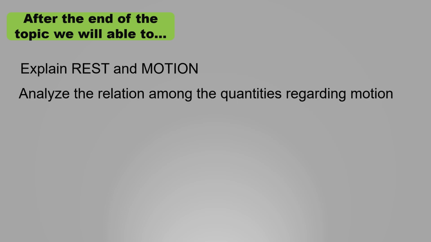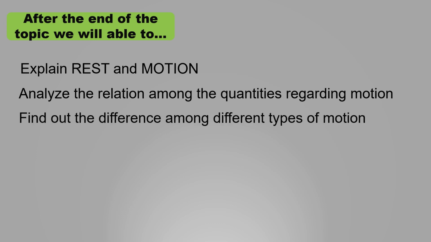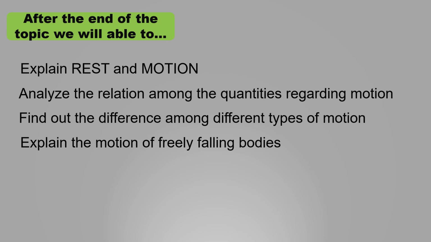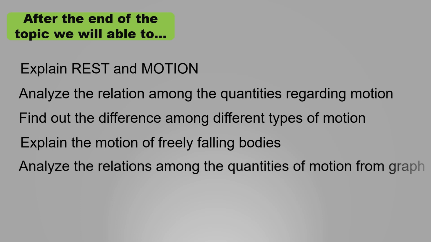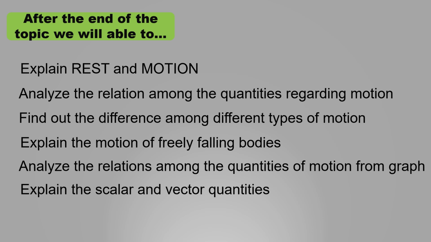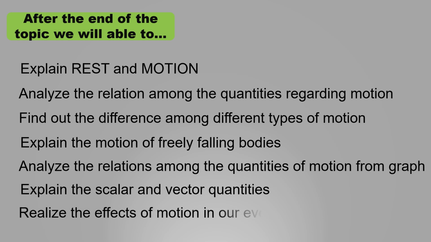After the end of the topic, we'll be able to explain rest and motion, analyze the relation among the quantities regarding motion. We can find out the difference among different types of motion. We can explain the motion of freely falling bodies, apply Galileo's law for freely falling bodies, and analyze the relations among the quantities of motion from graphs. We can explain scalar and vector quantities, and finally we can realize the effects of motion in our everyday life.